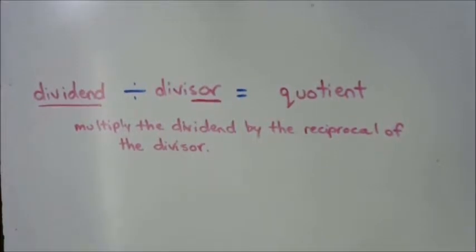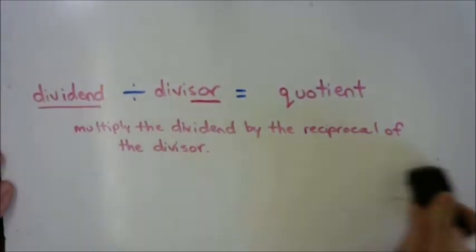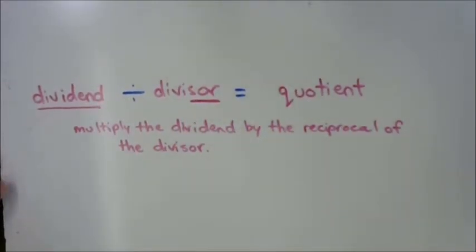Okay, it's not the opposite. Remember, opposite had to do with what side of 0 it's on. So the opposite of 2 is negative 2. But the reciprocal of 2 is 1 over 2. Because 2 is actually 2 wholes, 2 over 1 becomes 1 over 2. So opposite and reciprocal are not the same thing. We need to be careful about that.